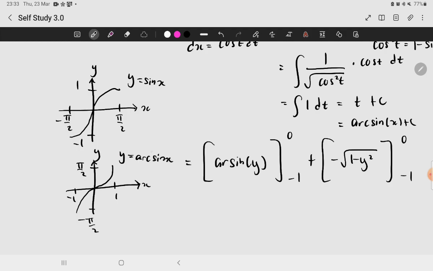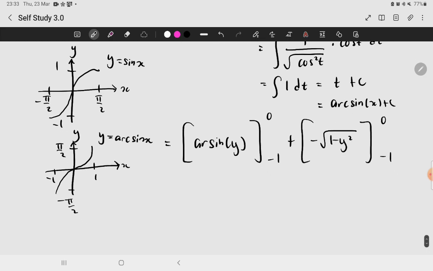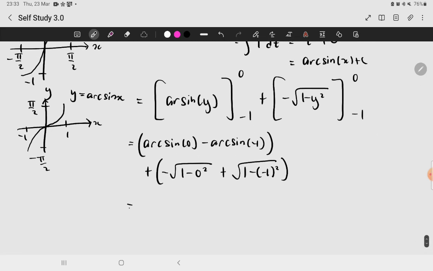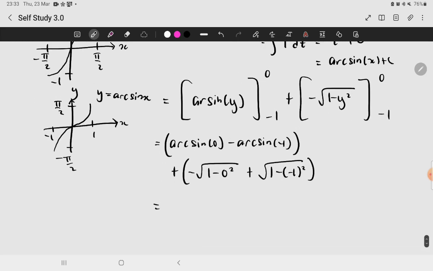I just want to visualize how I obtain those values of 0 and -1. Here, arcsine of 0 minus arcsine of -1, then plus the square root of (-1 minus 0) squared plus (1 minus -1) squared. Now from here, by referring to the graph, arcsine of 0 will be 0. The arcsine of -1 will be negative pi over 2.